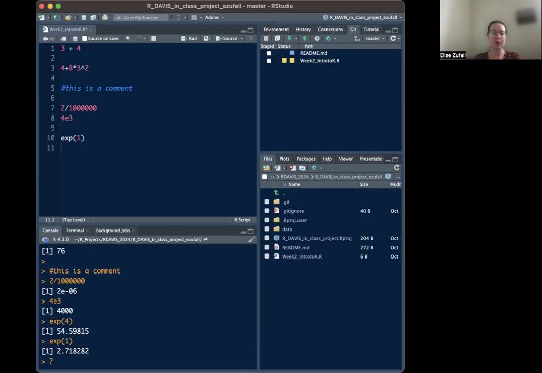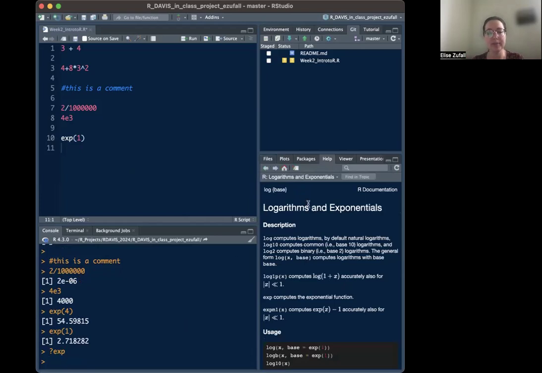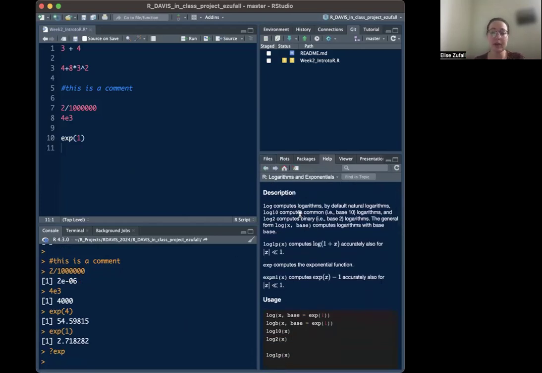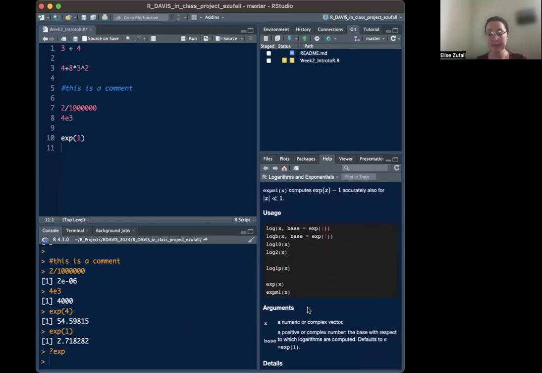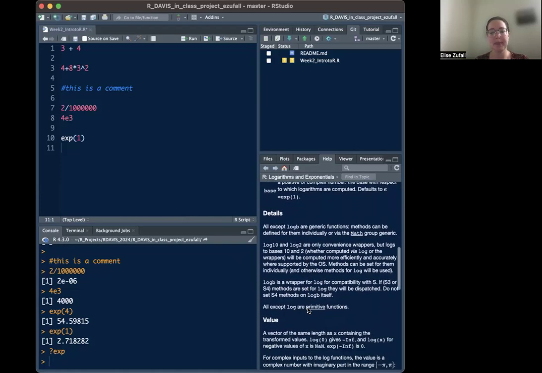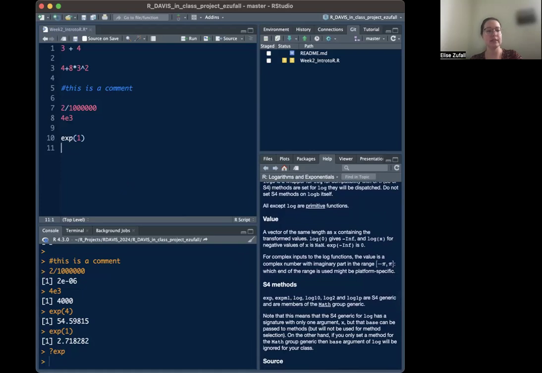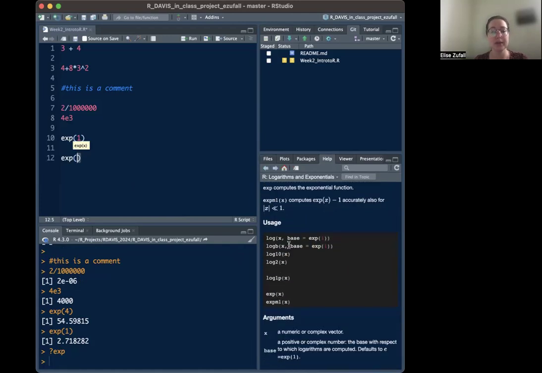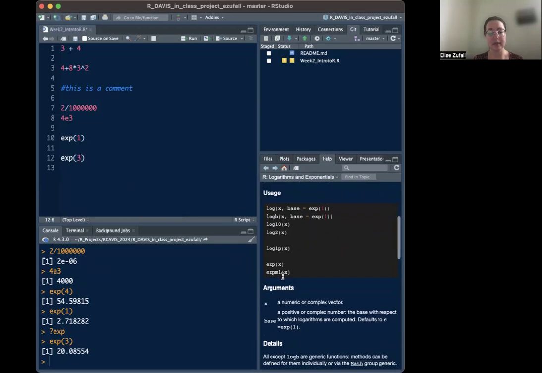Okay, so let's say you wanted to know more about the exponent function. You type in a question mark, and then you write down the name of the function, and that will bring up this help file. The help file has a description of the function and any of the arguments that it takes. Arguments are inputs that the function needs in order to evaluate the output. And then it tells you the output value that it will return. So for instance, this function only takes one argument, exponent of 1 or exponent of 3, but we only have to put one number inside the parentheses.